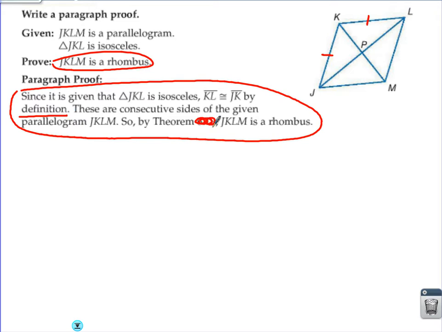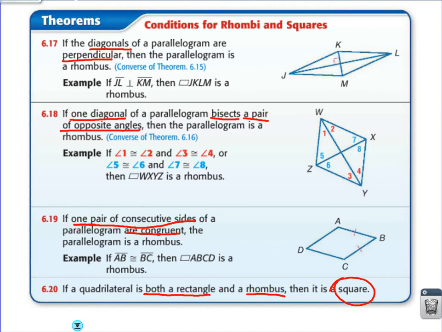I don't like that. Since one pair of consecutive sides are congruent, then JKLM is a rhombus. The reason I don't like for you to put by theorem so-and-so, it really depends on the book, and I pull a lot of my material from different books, so it might be theorem 6.19 here, but more than likely, well, no, it was theorem 6.19 there as well.